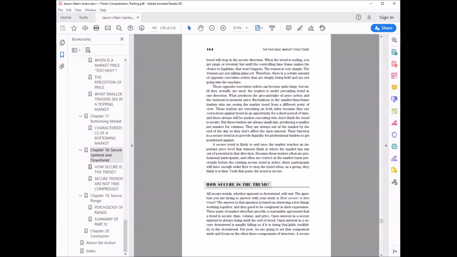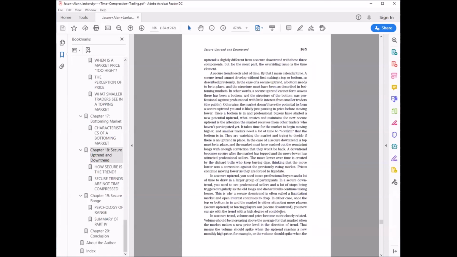So, if you can determine with interest and volume that we are supporting a move, that is, interest is increasing into the move, whether up or down, you are confirming a little bit that you may have a secure trend. But we have another thing we need. We need a lot of time.